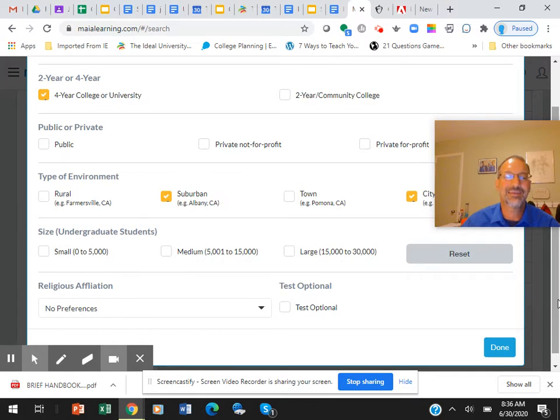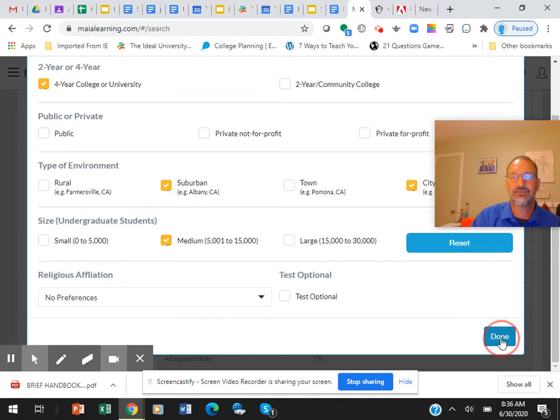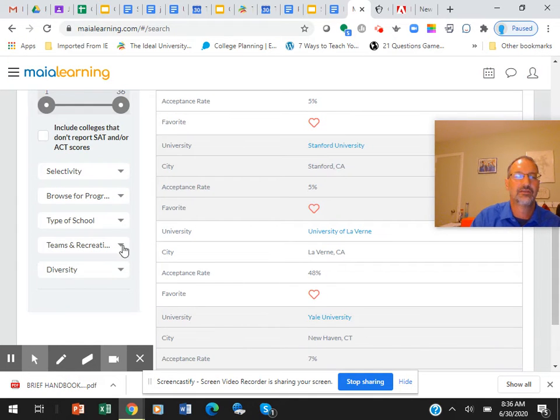If you're like, I don't like those big schools, a medium school seems nice. There's some advantage to a small school: you get to know the students, you get to know the professors. The larger schools are usually your research schools, although you can do research in the small schools. A medium school is kind of the best of both worlds. I actually like the medium school, so I'm going to pick that. Okay. Religious affiliation, I don't have any. Okay. Teams and rec.